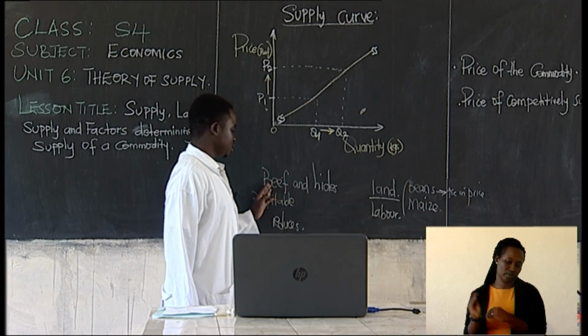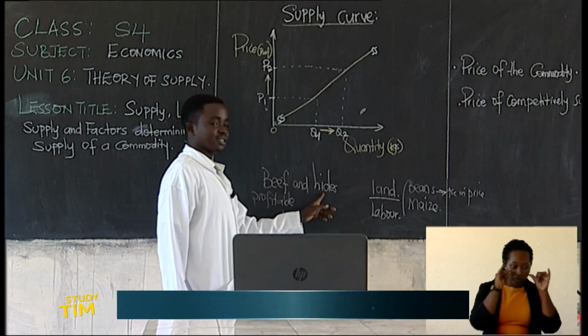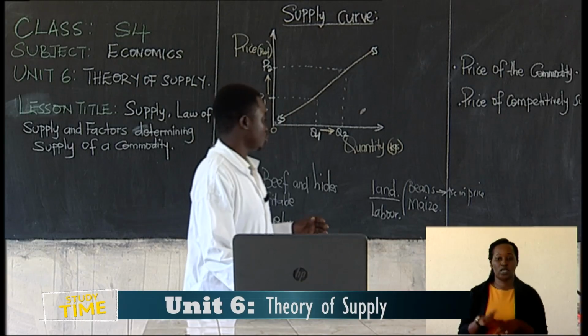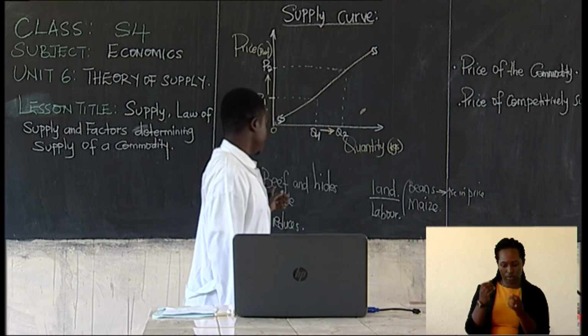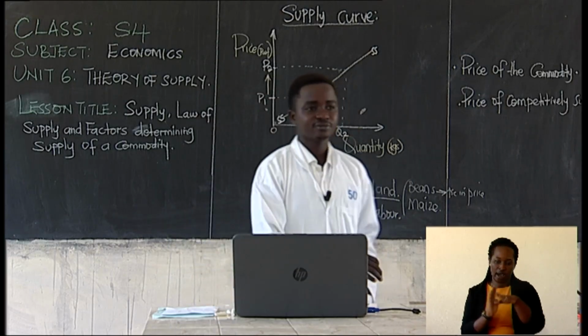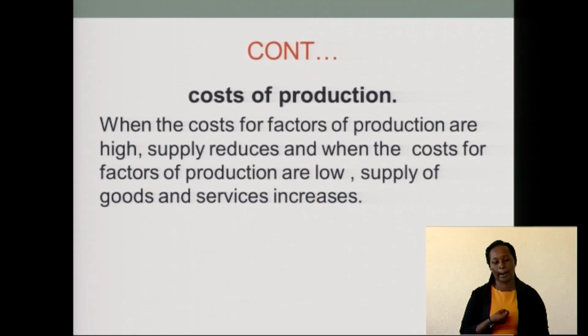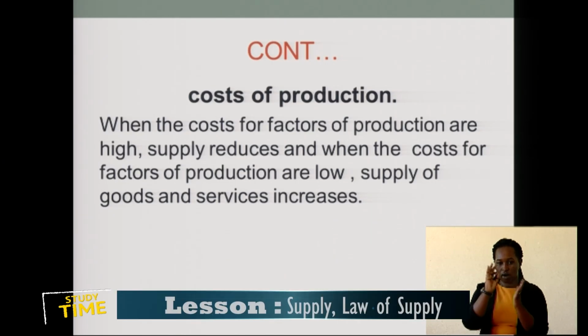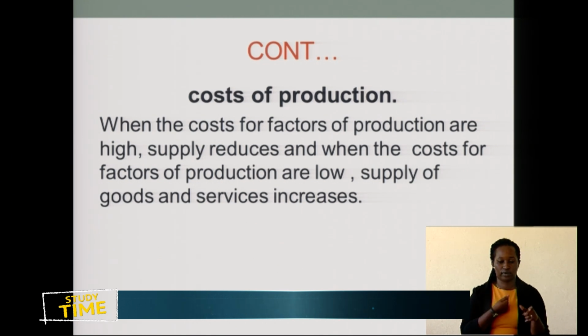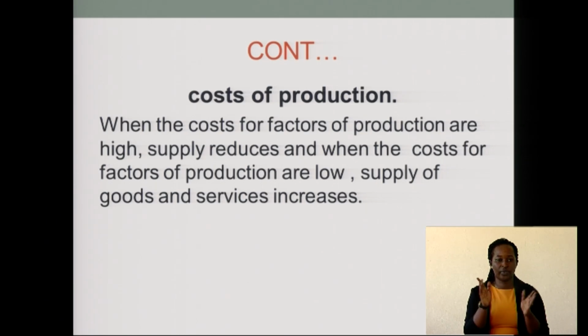So the price of beef affects the supply of hides, the price of joint supplied products. Joint supply, we look at products which are produced together, like beef and hides. One affects the other. Then we have costs of production. When you talk about costs of production, we look at the factors of production. You know the factors of production, where we have land, capital, and labor.